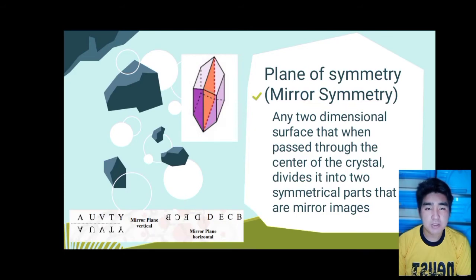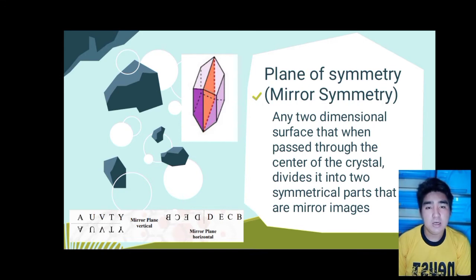First are the planes of symmetry. A plane is any two-dimensional surface that, when passed through the center of the crystal, divides it into two symmetrical parts that are mirror images. It is reflection symmetry in two directions. It is simply like the concept of a mirror, where the image is found perpendicular to the reflection plane and equidistant from the plane on the opposite side.